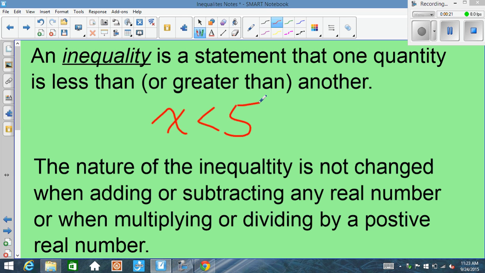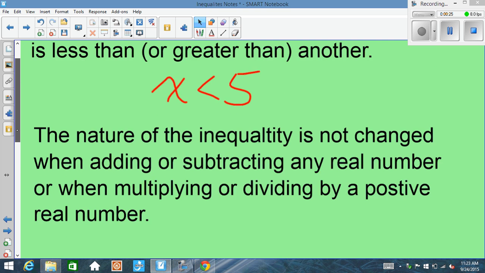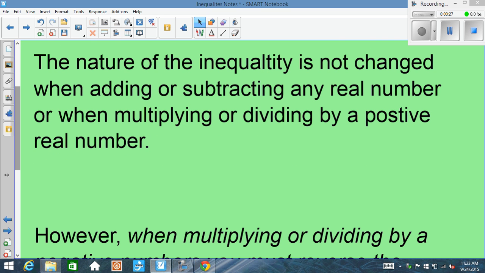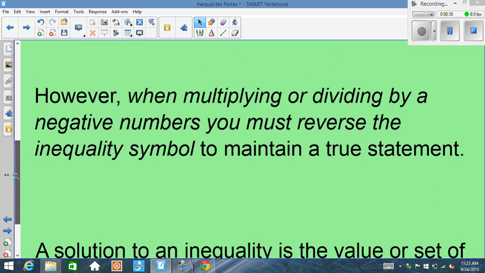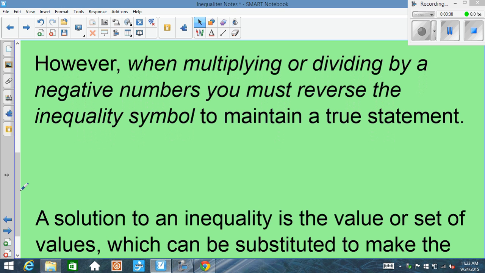The nature of an inequality is not changed when adding or subtracting any real numbers or when multiplying or dividing by a positive real number. So it will not change. It's just like the properties of equality for addition, subtraction, multiplication, division for equations. However, when multiplying or dividing by negative numbers, you must reverse the inequality symbol to maintain a true statement.